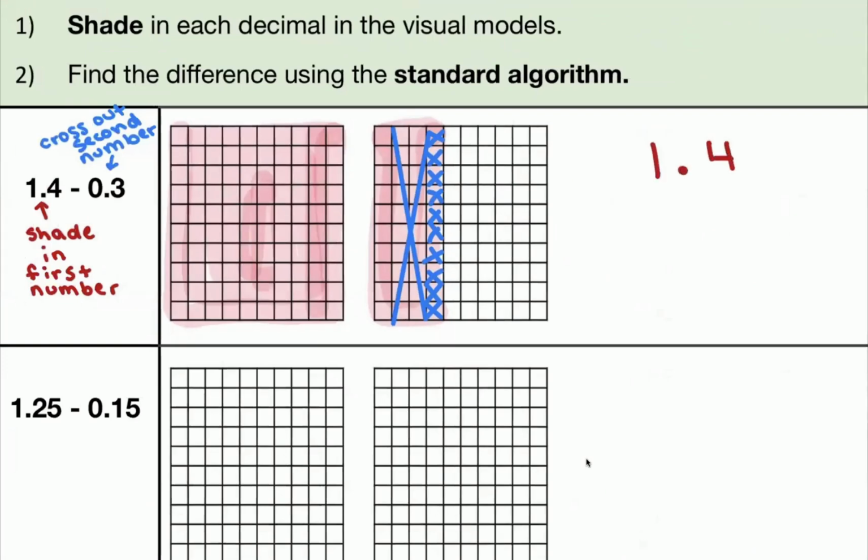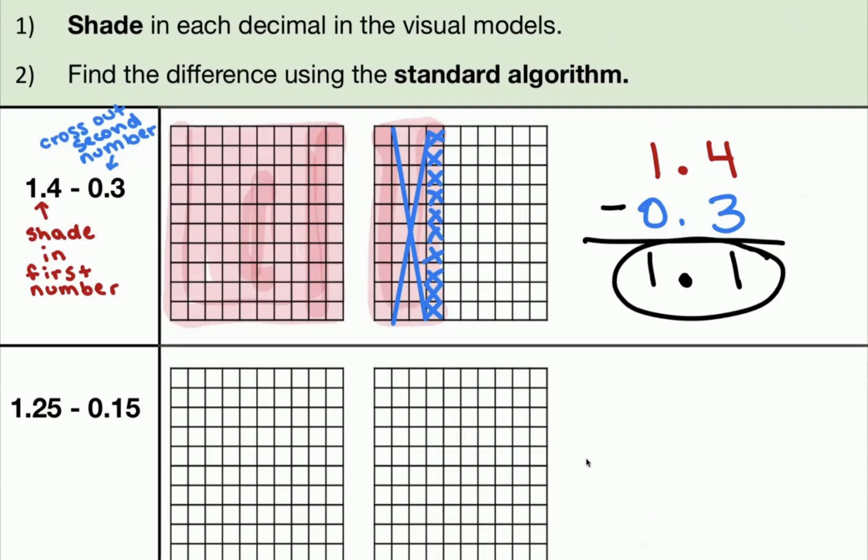1 and 4/10 minus 0.3 or 3/10. 4 minus 3 is 1. Make sure your decimals are one on top of the other. Boom, 1.1. Go ahead and practice the next one on your own, then come back to the video to check your work.